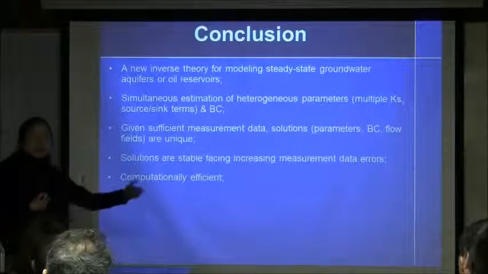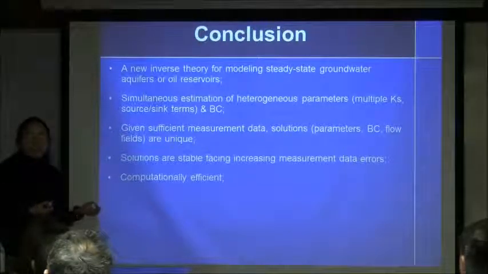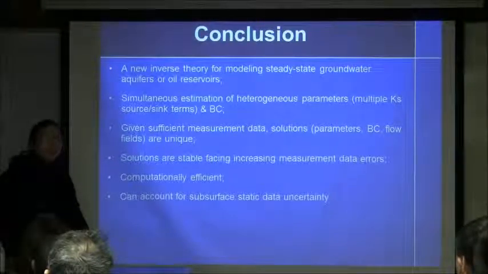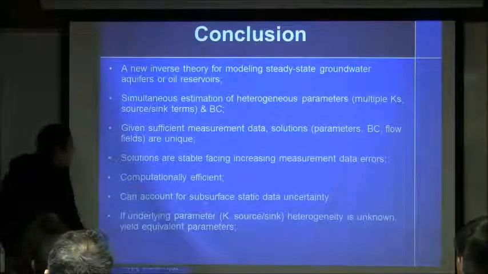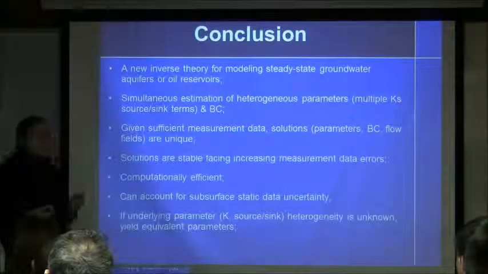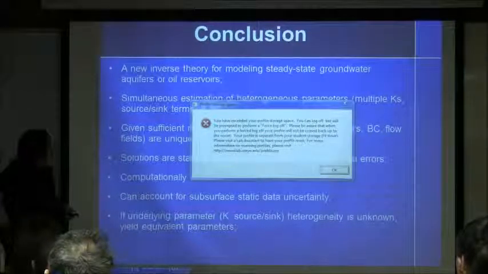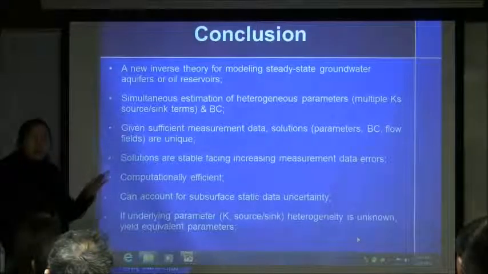If we use a stochastic study, we maybe solve 100 realizations, 100 times. If we do a deterministic study, we solve it one time only. We can account for data uncertainty due to limited measurements. So that's a stochastic study. If the underlying parameter is unknown, we can get equivalent parameters. Sometimes all we need in large-scale aquifer studies are just the equivalent parameters, not the point-by-point parameters.